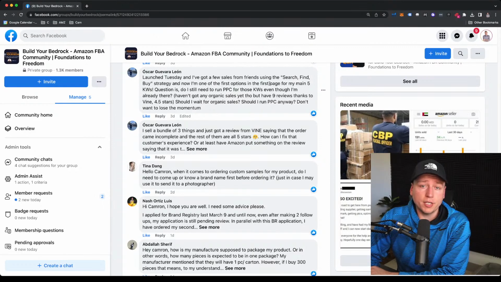I'm one of the first options on the first page for my main 5 keywords. Congrats, Ben. That's awesome. Question is, do I still need to run PPC for those keywords even though I'm already there? Yes, I would suggest doing this. They're going to see 2 listings and you're going to have more chance of a click-through rate.